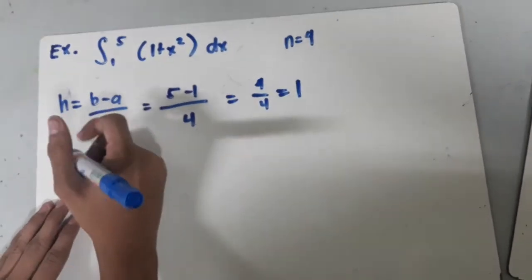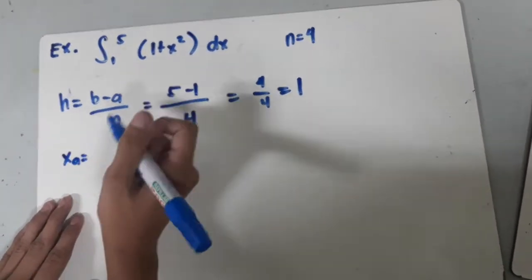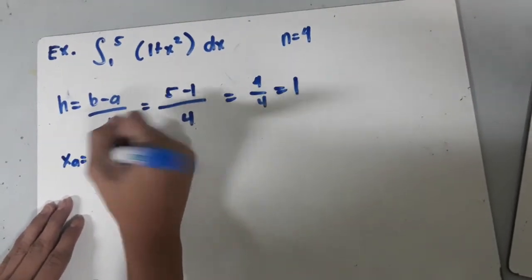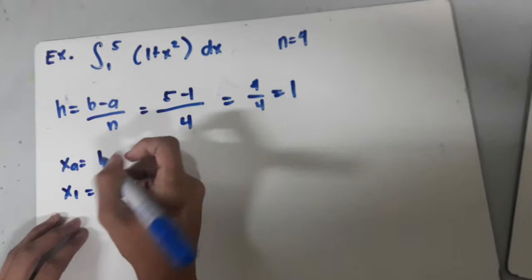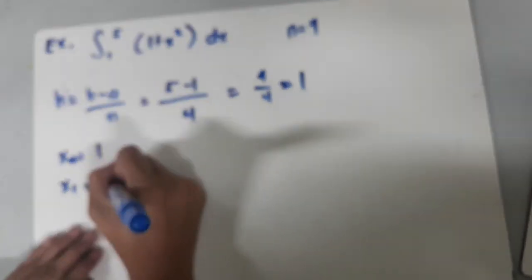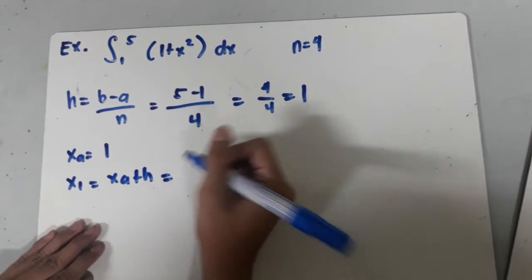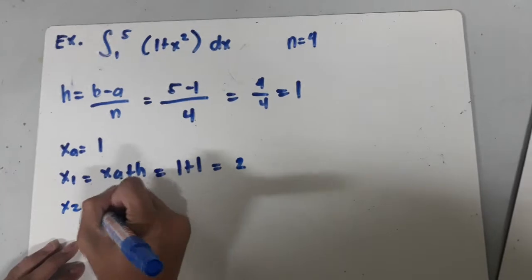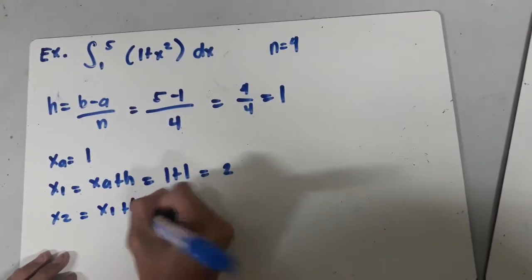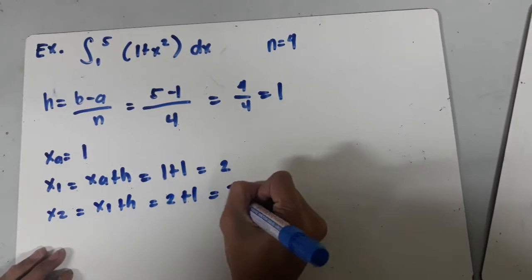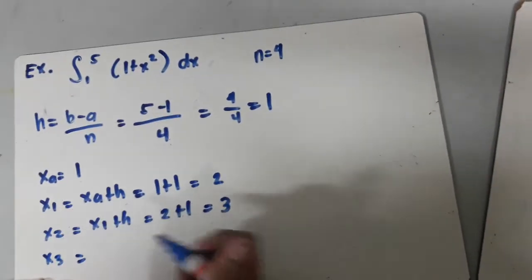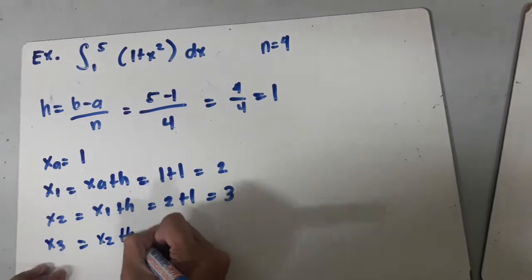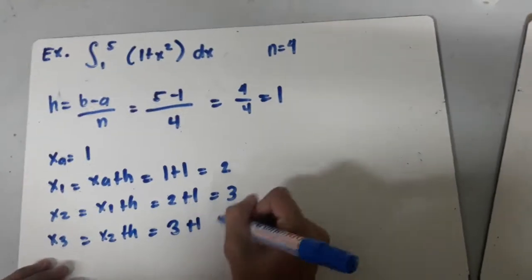For getting that, first, x sub a is the lower limit, so we have 1. Then x sub 1 is equal to x sub a plus h, which is 1 plus 1, equals 2. X sub 2 is equal to x sub 1 plus h, which is 2 plus 1, equals 3. Then x sub 3 is x sub 2 plus h, which is 3 plus 1, equals 4. Then for our x sub b, which is our upper limit value, it is 5.